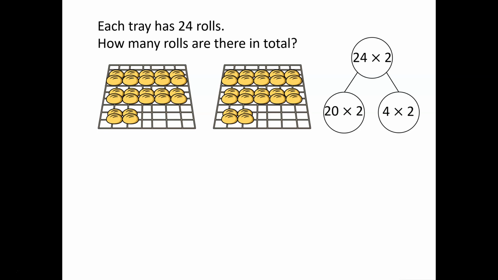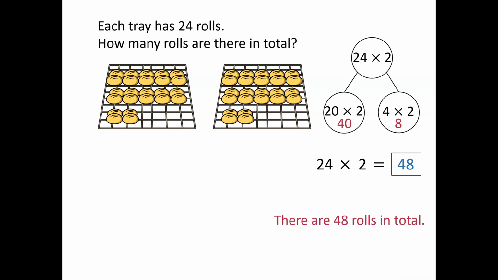We are multiplying, so we will always begin with our smallest value. 4 times 2 is 8. 20 times 2 is 40. We can see in total there are 48 bread rolls. I'm going to show you now how you would write that calculation with the formal written method. Here's our 24 rolls and we are going to multiply them by 2.